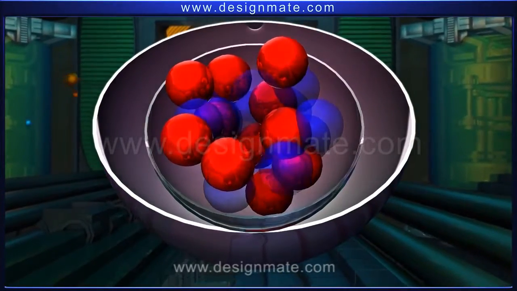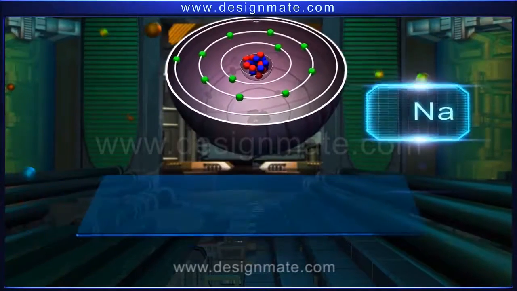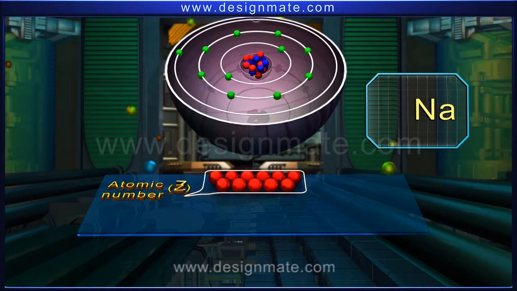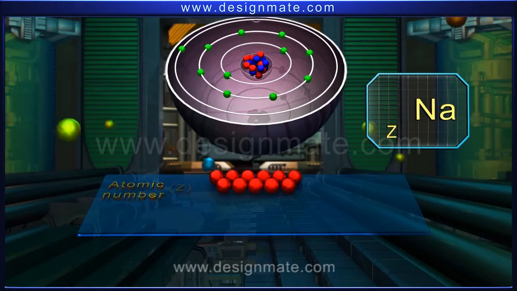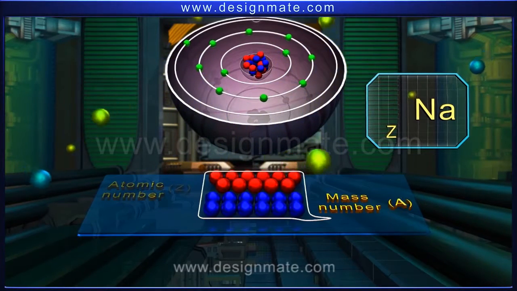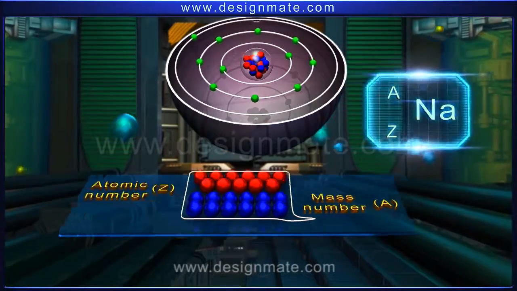and electrically neutral neutrons. The number of protons in an atom is called its atomic number and is represented by Z, while the sum of its protons and neutrons is called its mass number, which is represented by A.